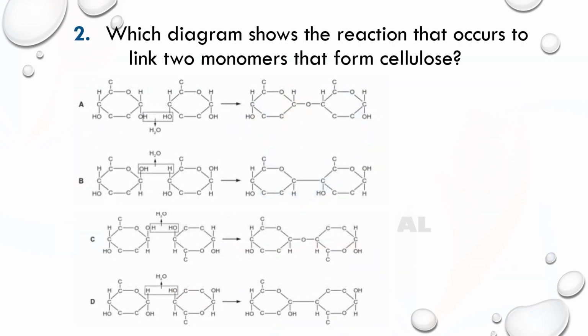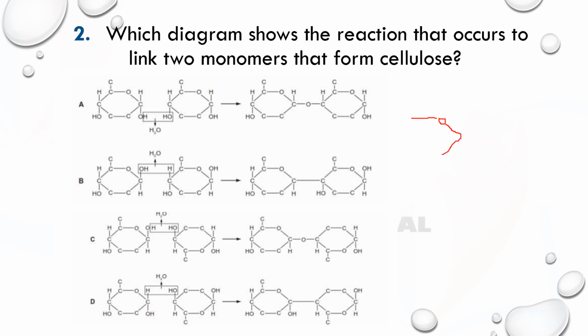It says, which diagram shows the reaction that occurs to link two monomers that form cellulose? This is very important. Guys, don't forget that you can pause this video and try it, but the monomers that form cellulose, of course, we'll call them beta glucose.